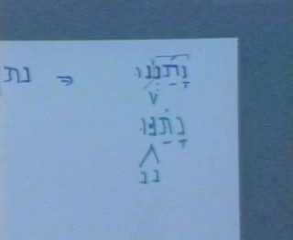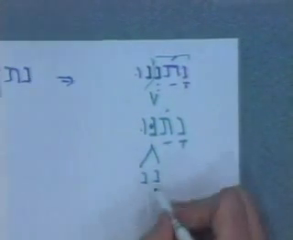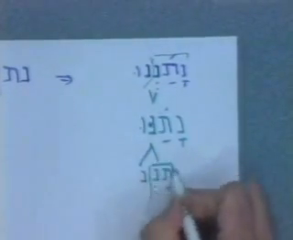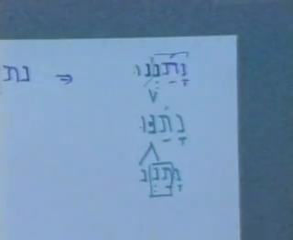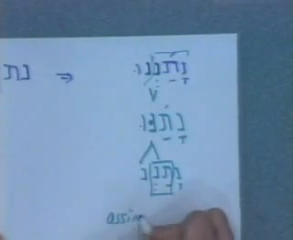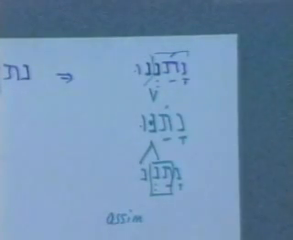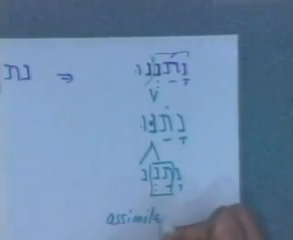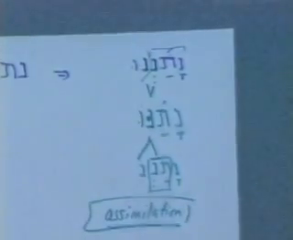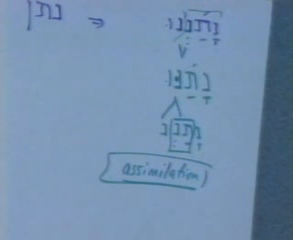All right? Now, we've got an additional problem that comes with the phenomenon that we just saw. That is when a nun ends a closed syllable. And this is the problem of assimilation. This is page 40E. Now, assimilation is a fancy word for saying that letters change to be like or similar to other letters.